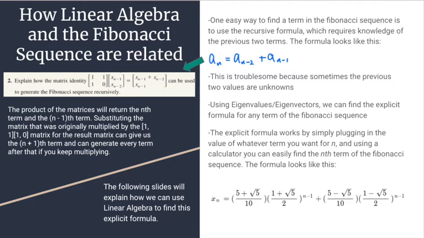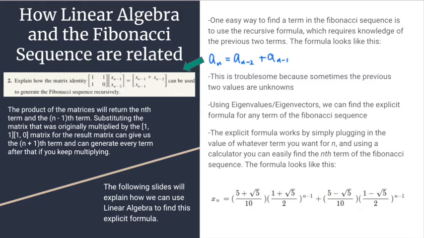Just as we know that the recursive formula requires the previous two terms, this would be troublesome when we don't know the previous two values. And so to take a step further, we wanted to use eigenvalues and eigenvectors to find the explicit formula for any term of the Fibonacci sequence.